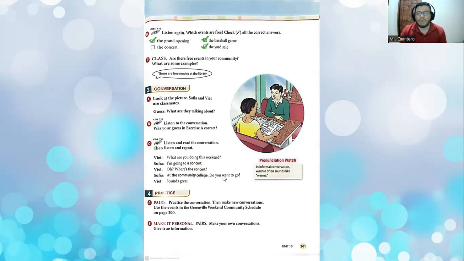En vez de decir, do you want to go? Podemos decir también wanna, de una forma informal. Do you wanna go? Sounds great. Practice. Practice the conversation. Make new conversations. Use the events in the Greenville Weekend Community Schedule on page 200. You can look for that page and develop those exercises.